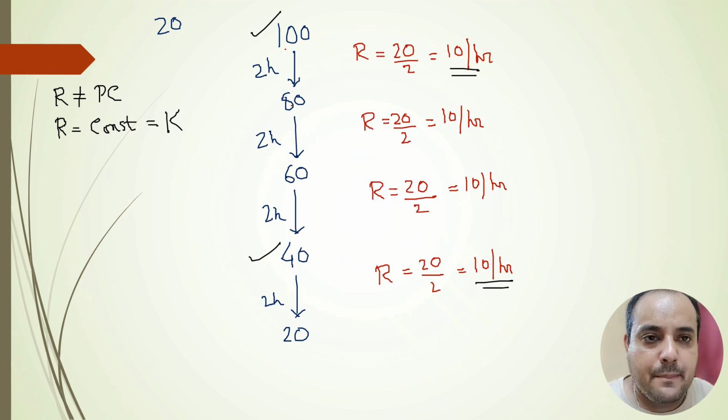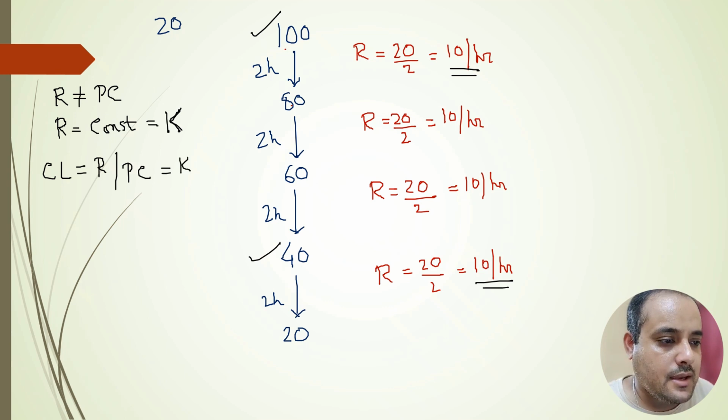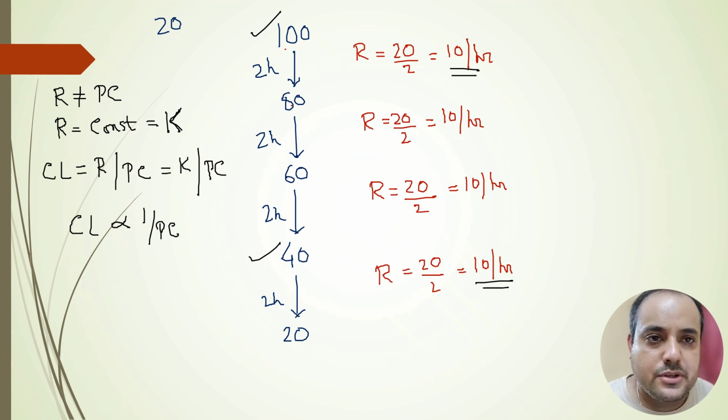Now let us see what is going to happen to the clearance of the drug. The clearance of the drug is given by rate of elimination divided by the plasma concentration. Now the rate of elimination is a constant K, so K upon plasma concentration. If I remove this constant K, clearance is proportional to 1 upon plasma concentration. That means clearance is inversely proportional to plasma concentration.